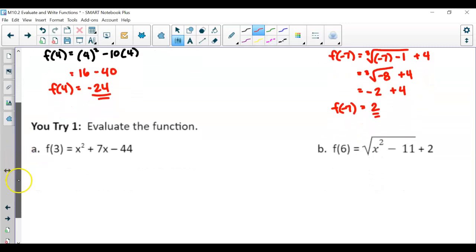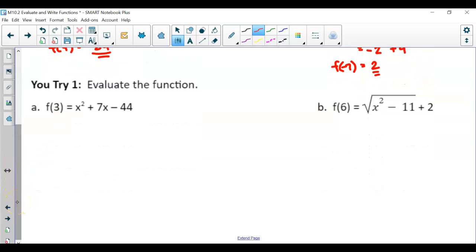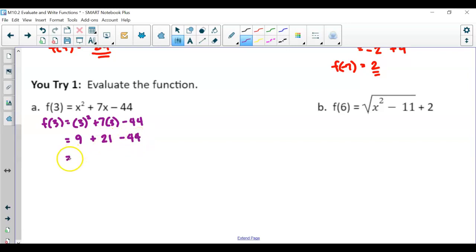Go ahead and pause the video and try these two you-tries on your own. And here we go. Notice here you have f of 3. So f of 3 is equal to 3 squared plus 7 times 3 minus 44. Just evaluating, you have 9 plus 21 minus 44, which is equal to negative 14.